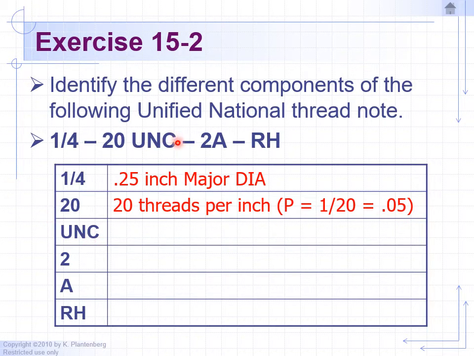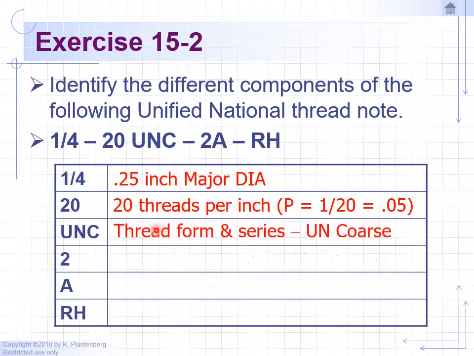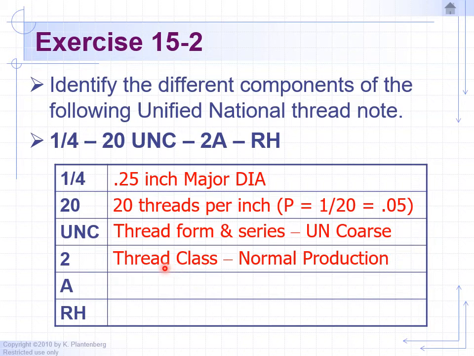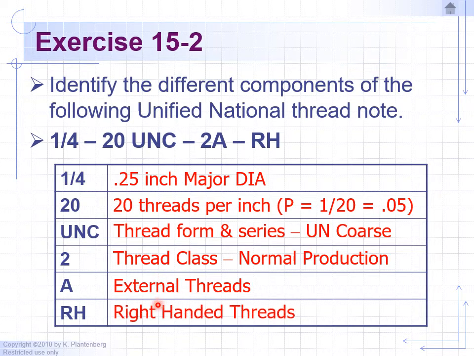And now we have UNC, that's coarse thread. Okay, so United National Coarse Thread. The 2 will tell us the class. And again, the most common one you will use is the max, which is 3. And 2 is for normal. 3 is for high end. That means the tolerances are tighter. Okay, and then the A tells us that we're dealing with external threads, threads on a bolt, threads on a shaft. And finally, the RH tells us we're dealing with right-handed threads.